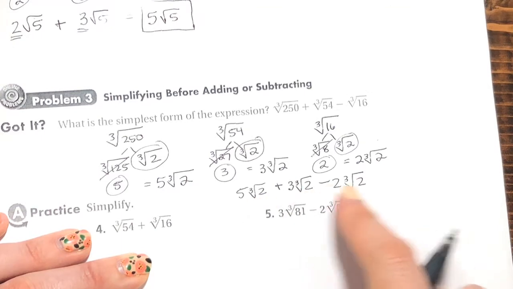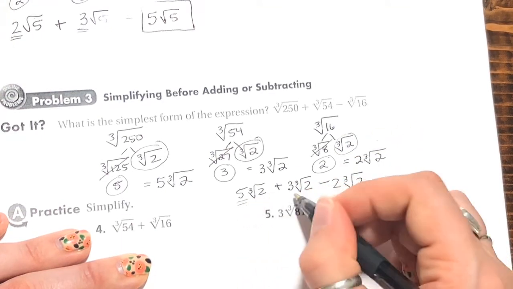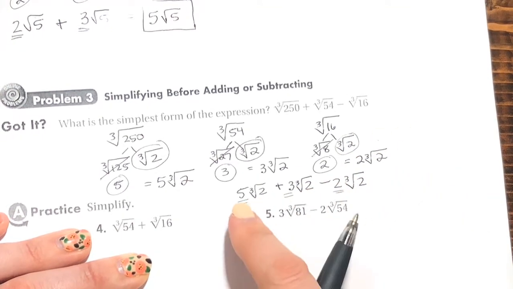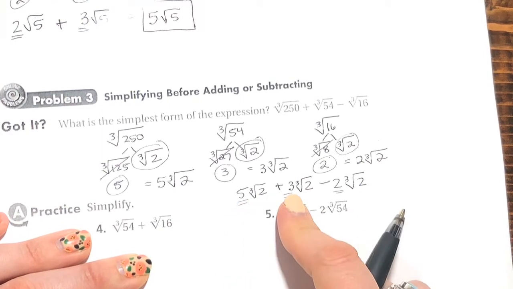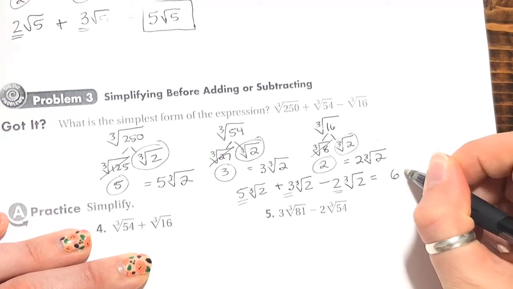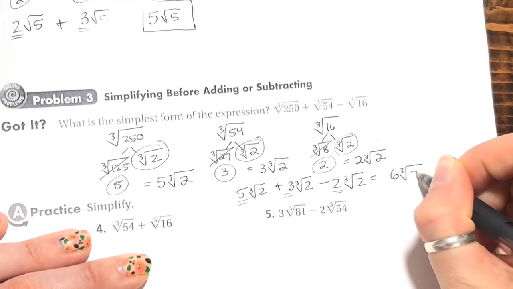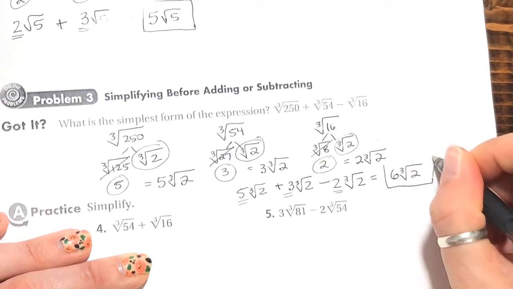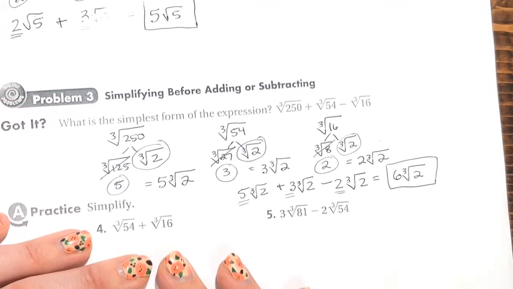So we're going to ignore the cube root of 2 part, and we're just looking at those coefficients. So let's just kind of do it in our head. 5 plus 3 is 8, and then 8 subtract 2 is 6. And then we just keep the cube root of 2 on the back. So our answer would be 6 cube root 2.